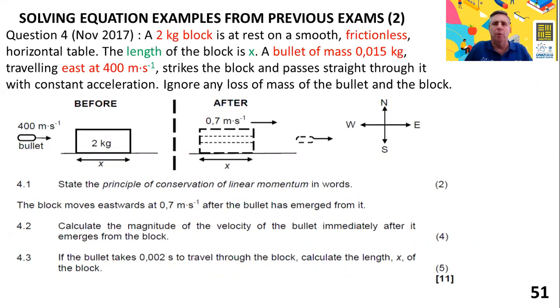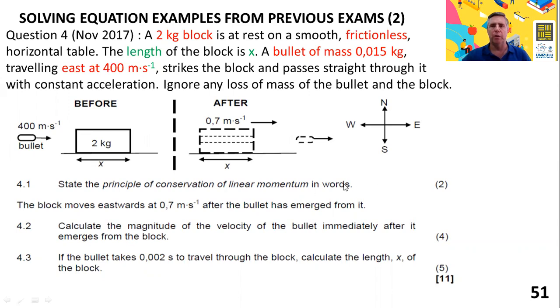There's a 2-kilogram block at rest on a smooth, frictionless horizontal table. The length of the block is x. A bullet with a certain mass traveling east, you can use left, right, or west, east, at 400 meters per second, strikes the block and passes straight through it with constant acceleration. Ignore any loss of mass of the bullet and the block.